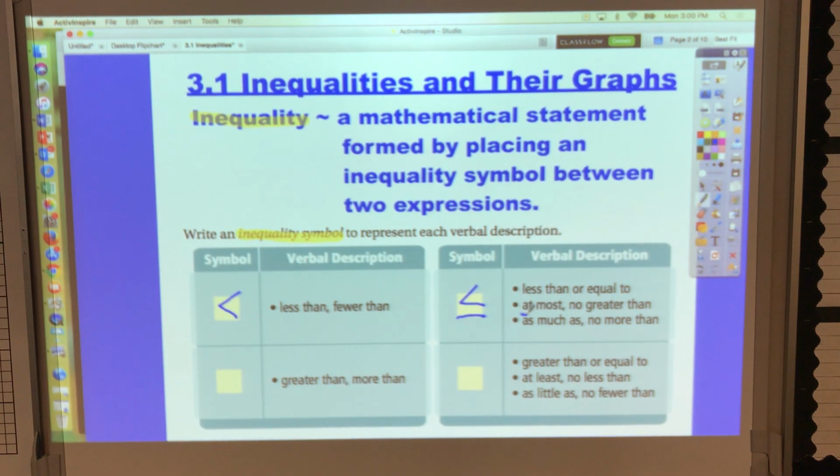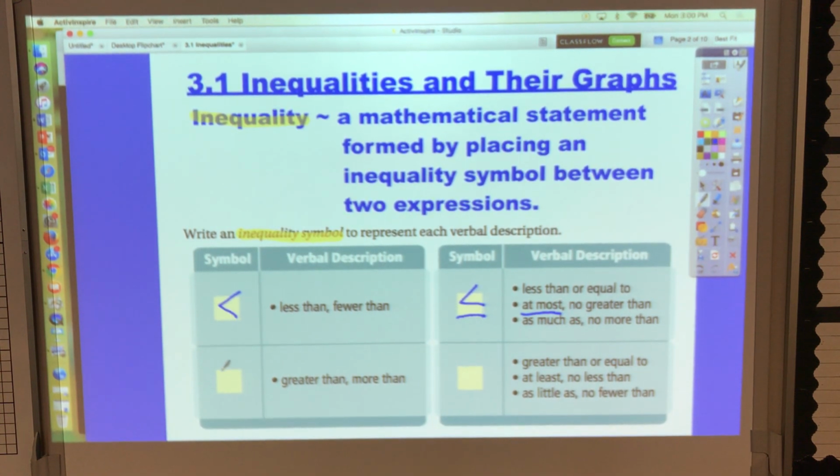One of the most common descriptions for that, and the most confusing, is at most, and that's why I underline that one. At most, so the number on the left is at most the number on the right, meaning it has to be smaller than or equal to that number.